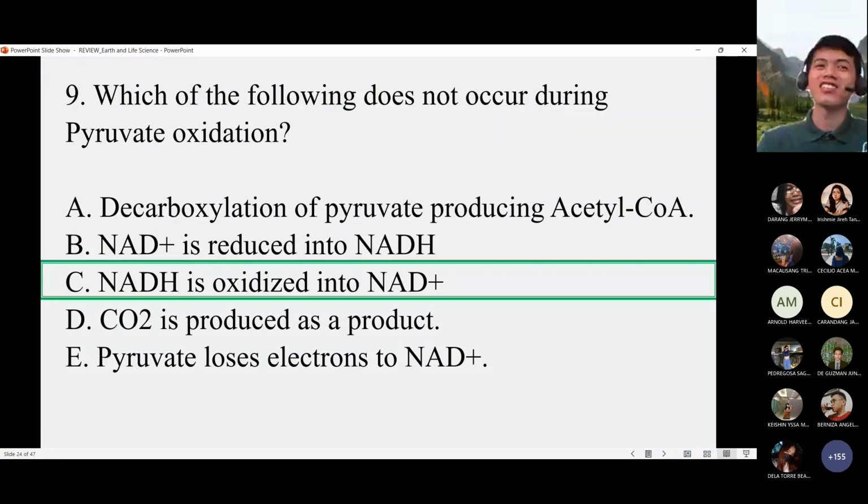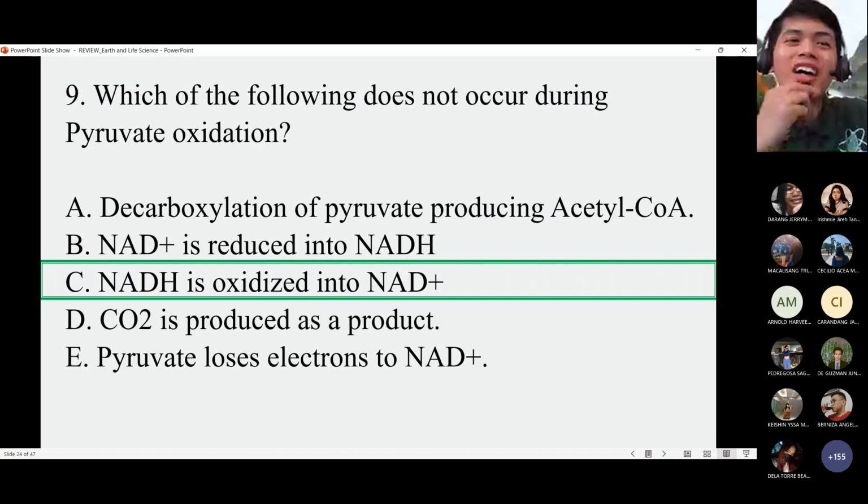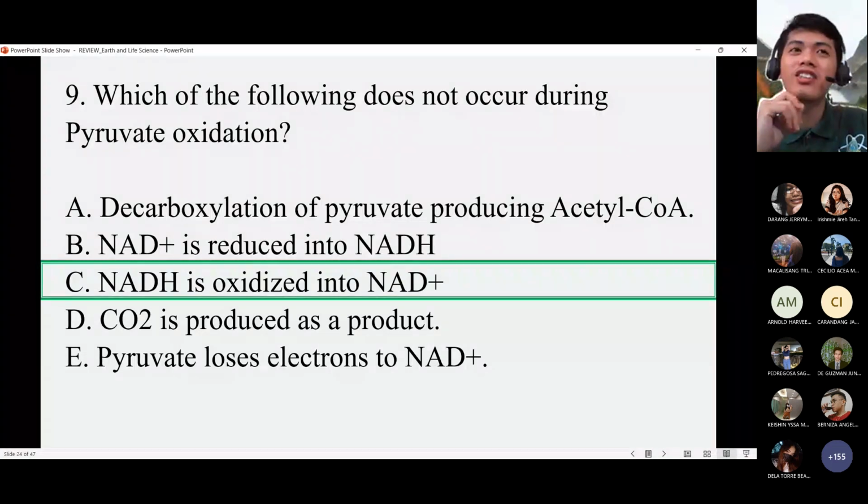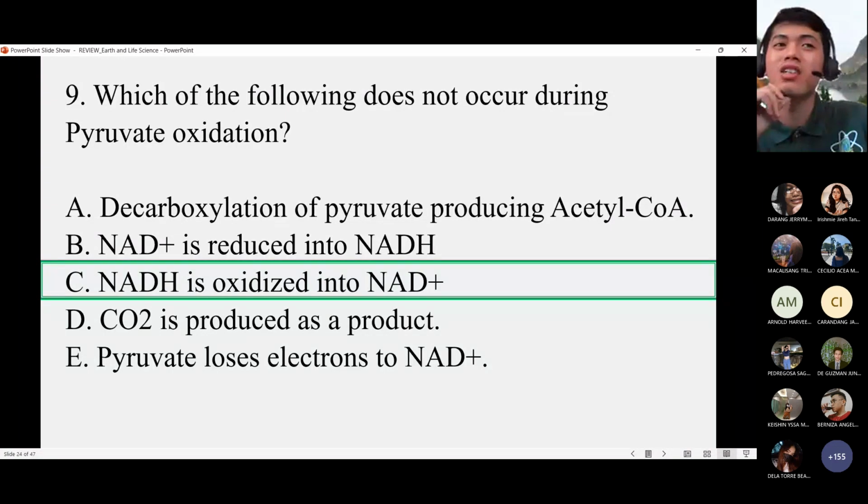It's letter C. That's correct. Now, NADH is oxidized into NAD+. Okay? Hindi po yan nangyayari during pyruvate oxidation. Sabi ko kanina, okay? NAD+ is reduced into NADH. Kaya nag-gain siya ng hydrogen atoms. Hindi po siya nag-lose. Okay.